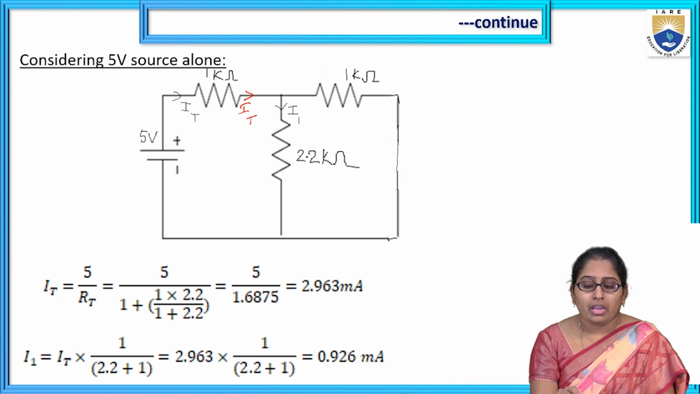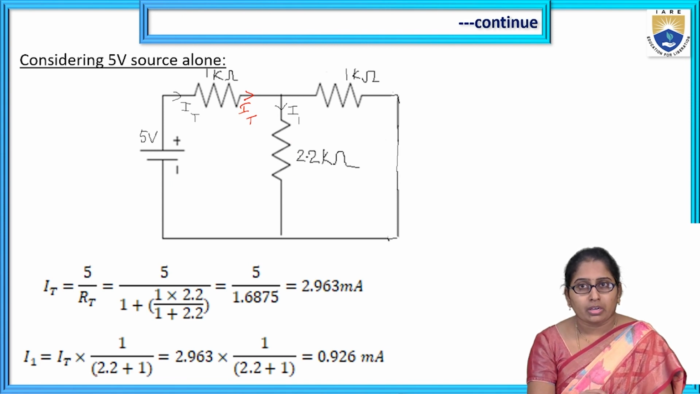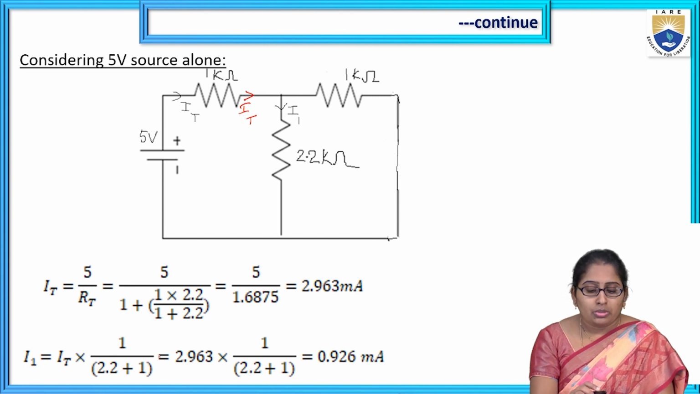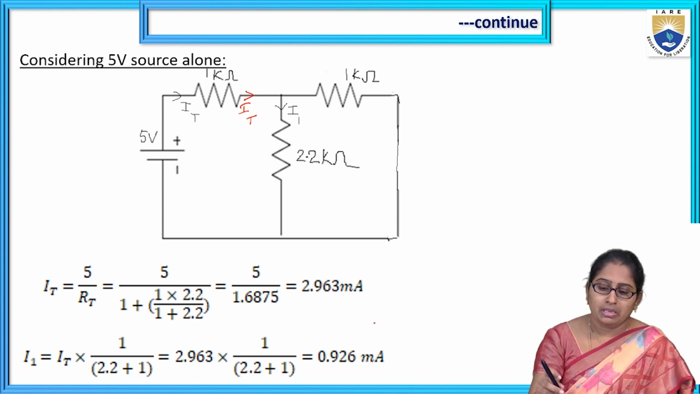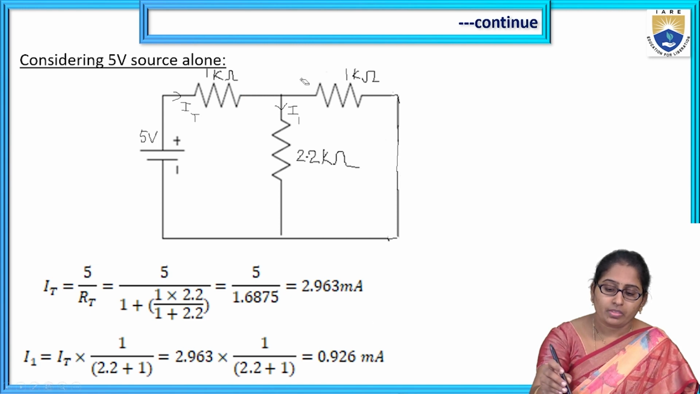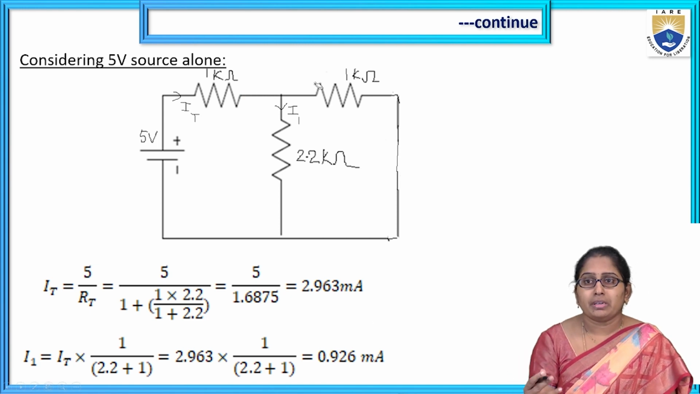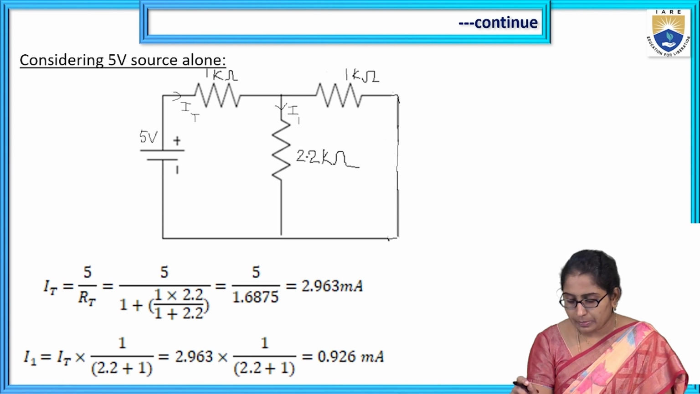So here I have 1K and 2.2K, and I want to know the current in 2.2K. So IT times what is the opposite element? The opposite is 1K. So 1 by 1 plus 2.2. After substitution, it gives the value of I1 as 0.926 milliamperes.